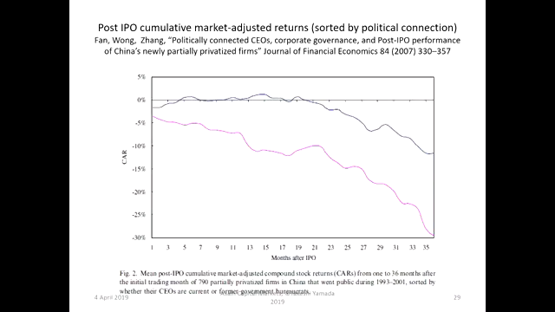Let's see if I can use this. Oh, good, it's working.